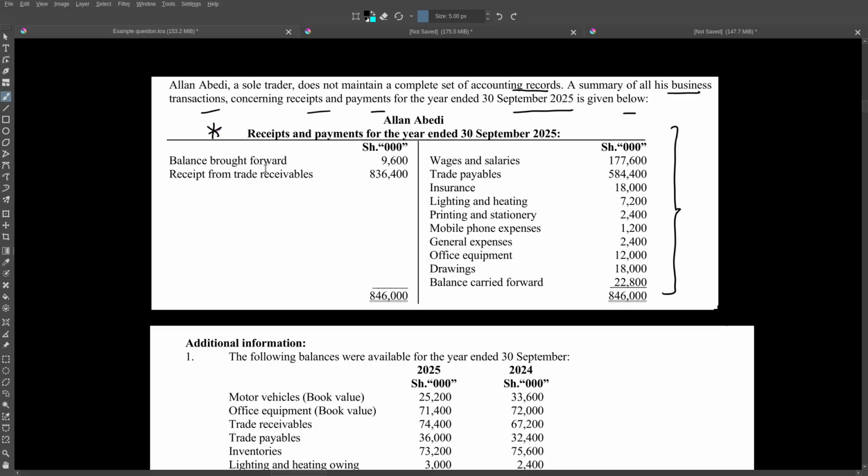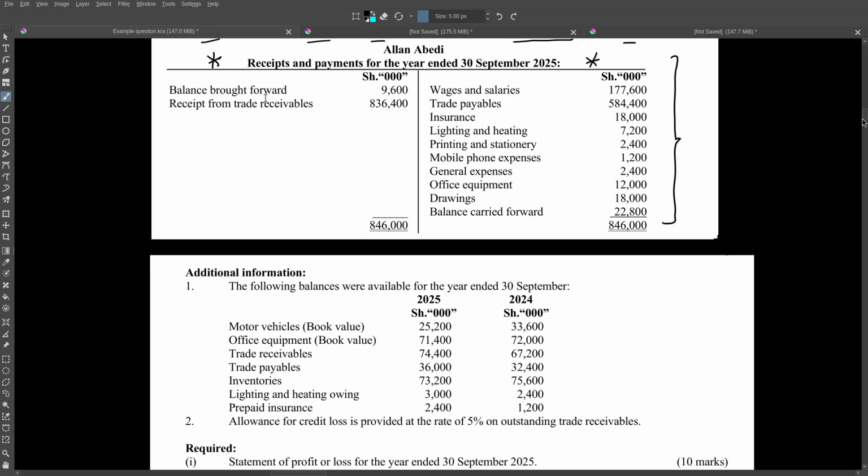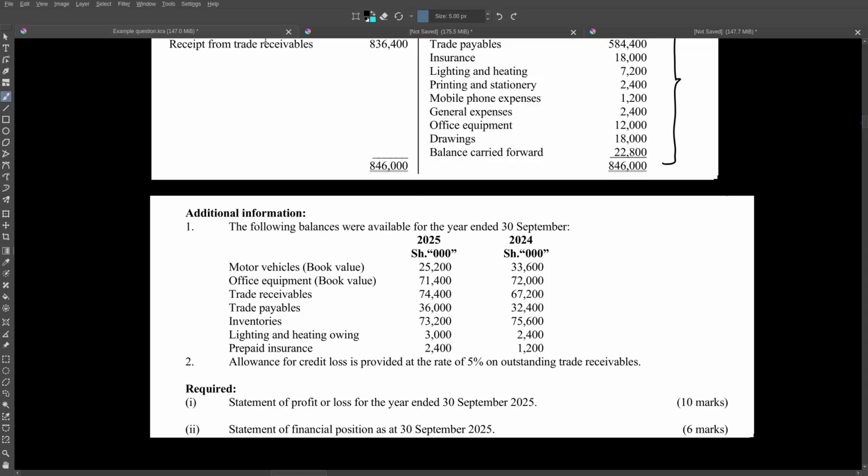The receipts on this side are basically the cash inflow into the business, and the payments on this side are basically the cash outflow from the business, okay? Then we've been given additional information, which includes the following balances at 30th September 2024, that is the prior period, and as well the balances as at 30th September 2025, okay? So you can see we have motor vehicles, office equipment, trade receivables, trade payables, inventories, lighting and heating owing, and we have prepaid insurance, okay?